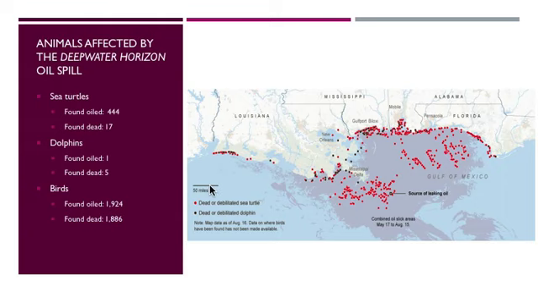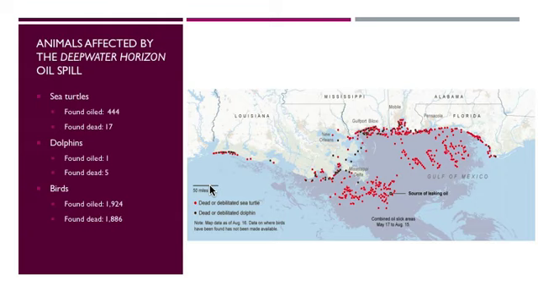So, there were many animals affected by the Deepwater Horizon oil spill, but the three main ones were sea turtles, dolphins, and birds. The amount of sea turtles found with oil on them was 444. The amount of sea turtles found dead because of the oil was 17. The amount of dolphins found oiled was 1, and the amount of dolphins found dead was 5.